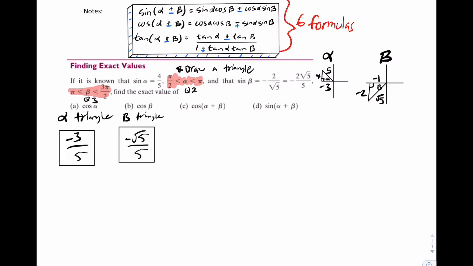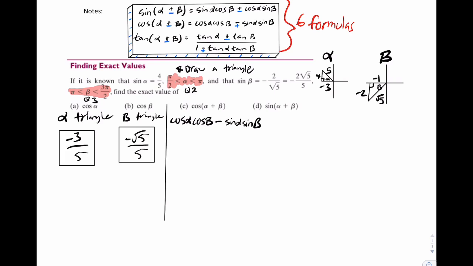Now here's where it gets a little more complicated. Cosine alpha plus beta. The main thing to understand is do not simply add part A and part B. You have to use the formulas we've been practicing. Hopefully you can recall this. Cosine alpha plus beta, that's cosine alpha, cosine beta. The sign will switch because it's cosine, minus sine alpha, sine beta.